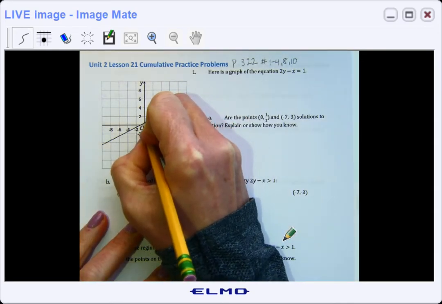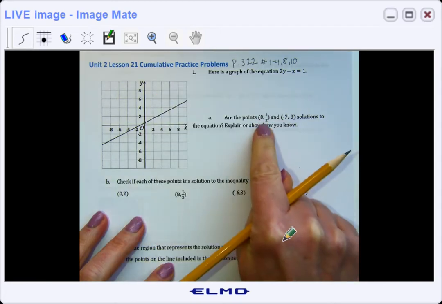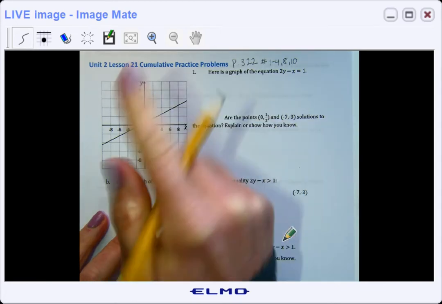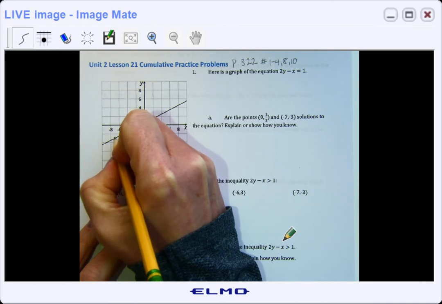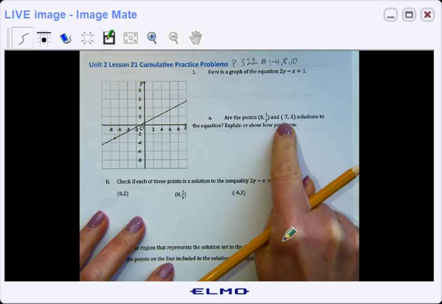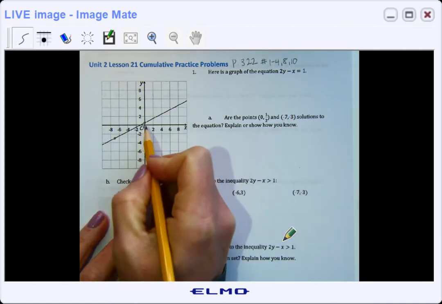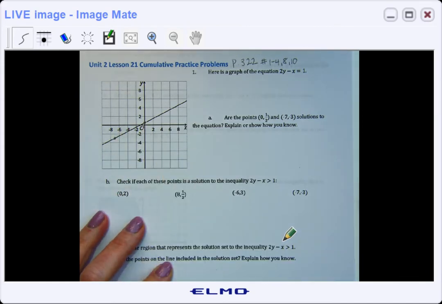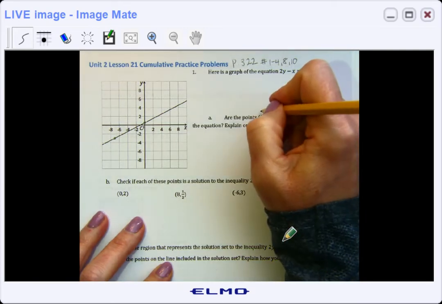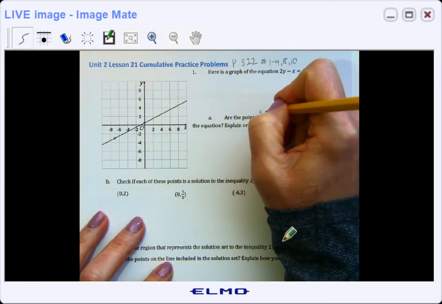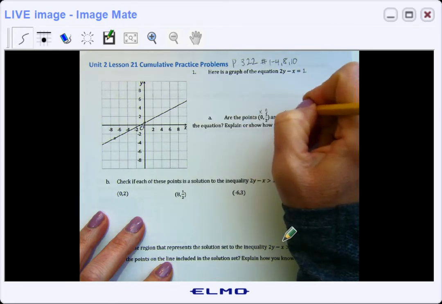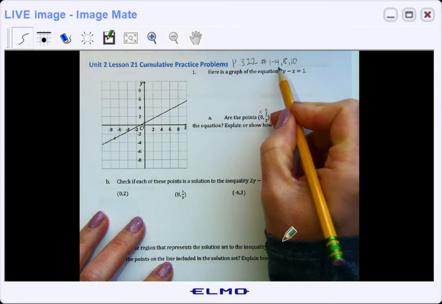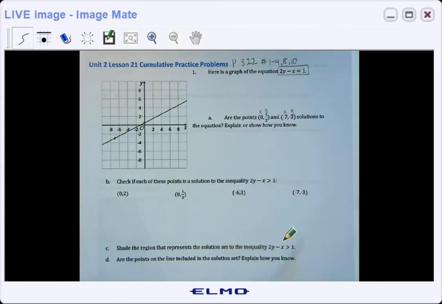So it looks like this point here could possibly be 0, 1/2. And it looks like this point here would likely be -7, -3. It looks like that would be correct on this scale. But to double check, we would want to actually plug in to the equation these values for x and y and verify that it makes the equation true.